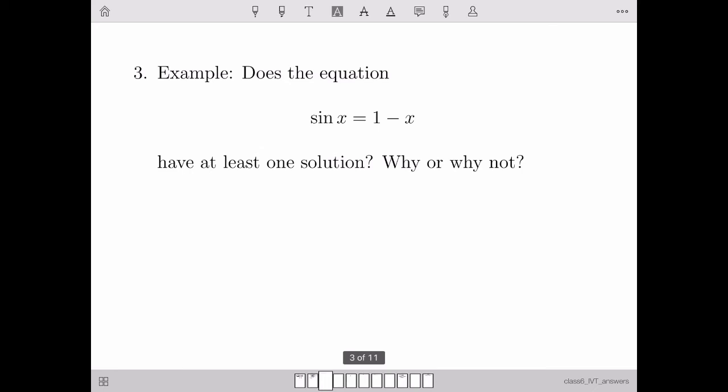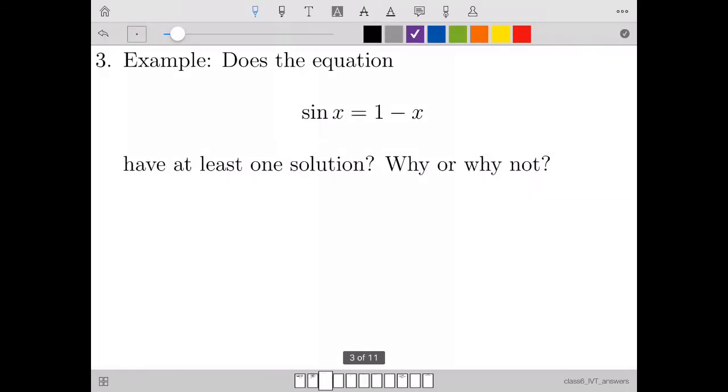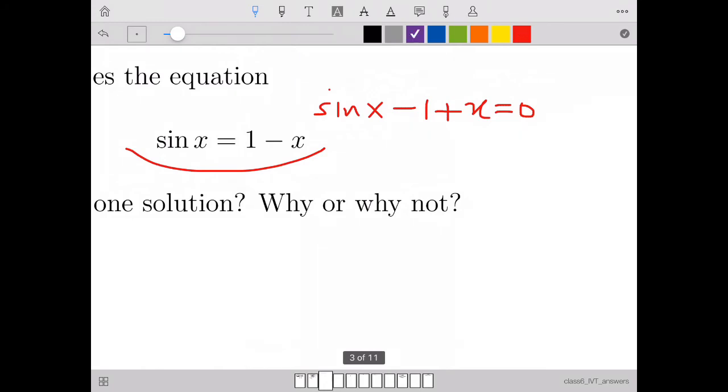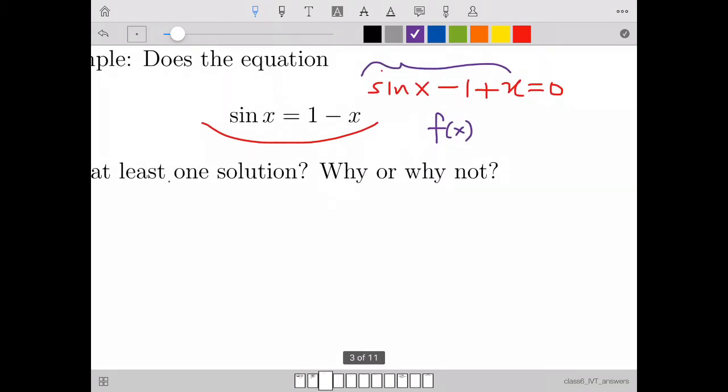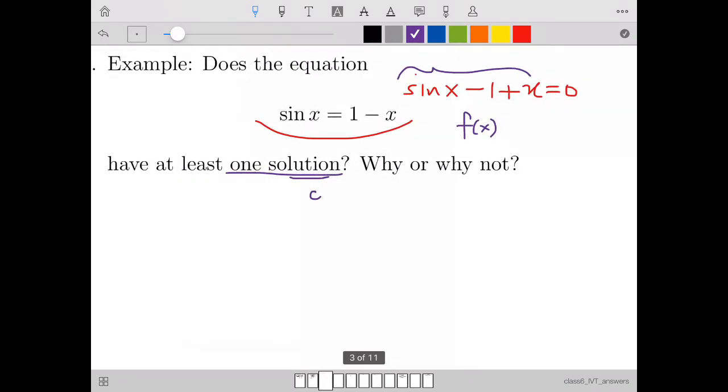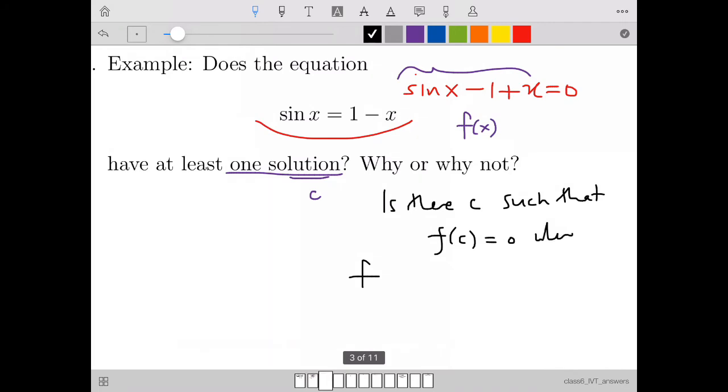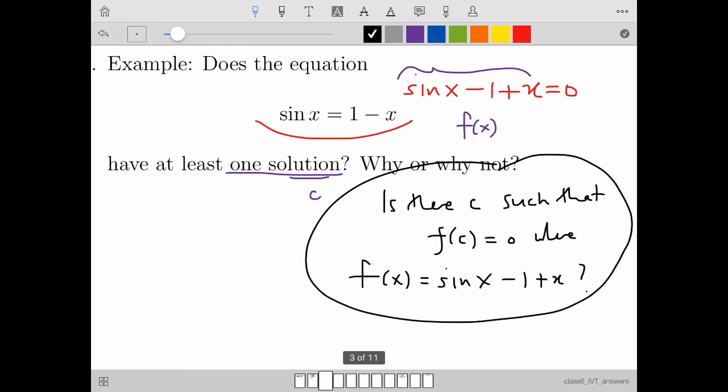Does the equation sine x equals 1 minus x have at least one solution? Why or why not? Again, we want to do this without drawing graphs, okay? So analytically. I can change this problem as follows. I can say sine x minus 1 plus x equals 0, and I can call the left-hand side f of x. So, in other words, if I call that solution c, then I'm asking is there some c such that f of c equals 0, where f of x equals sine x minus 1 plus x. That's what this problem is asking, right?